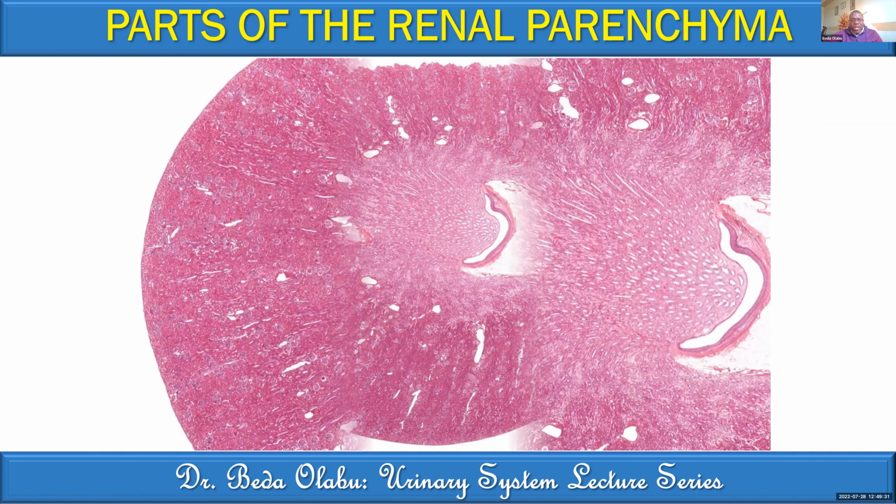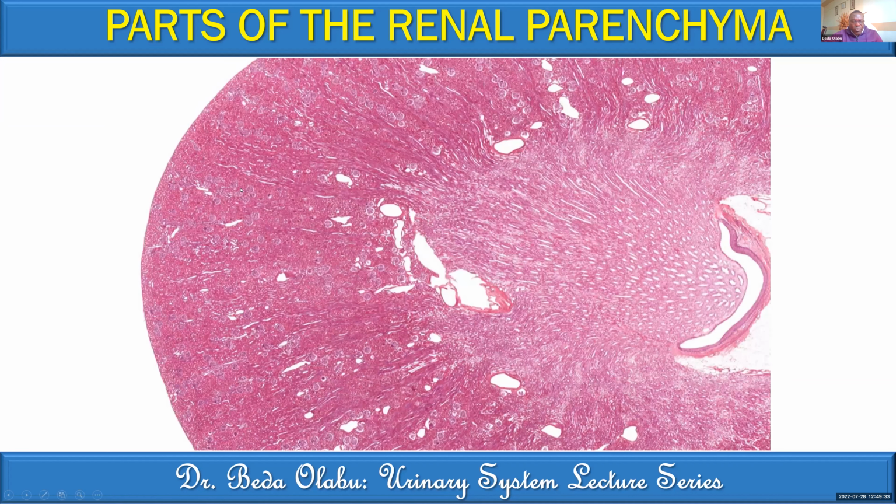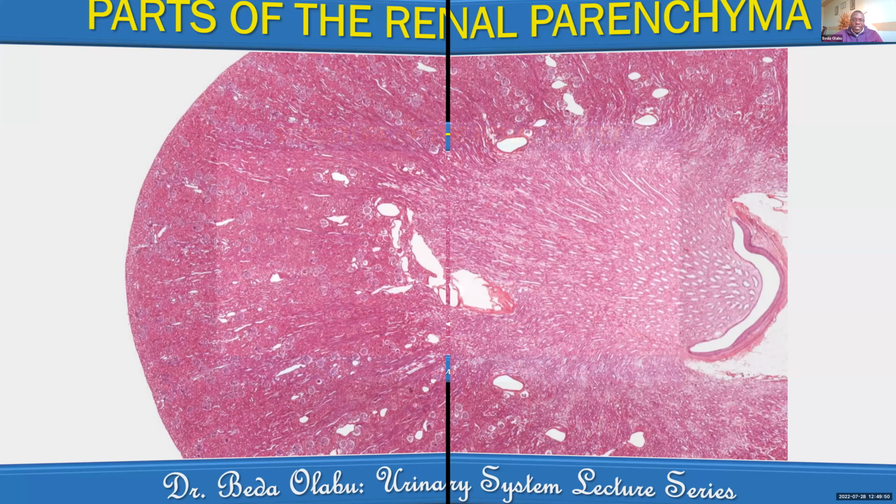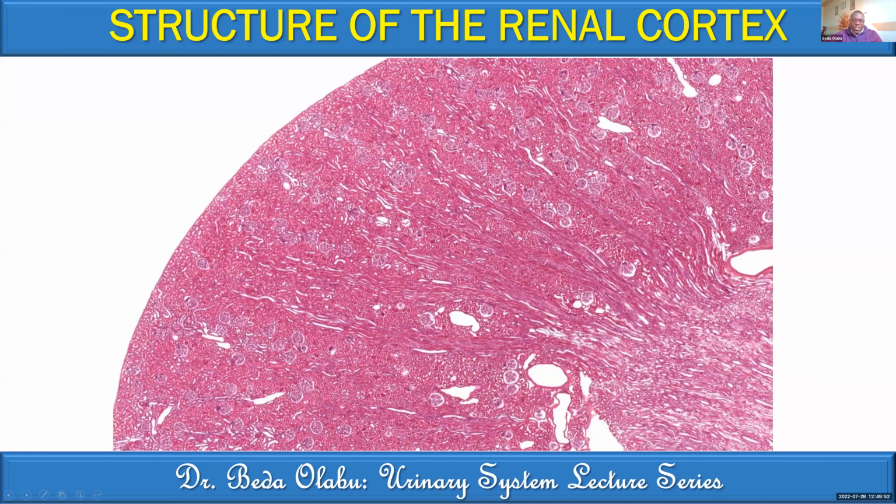Maybe we magnify a bit, and so you're able to see that the outer region, the renal cortex, actually contains some structures which we call the renal corpuscles. You'll see them better when you focus on the cortex. The medulla doesn't have the corpuscles. Now let's begin with the renal cortex. So the renal cortex is the outer zone of the parenchyma.